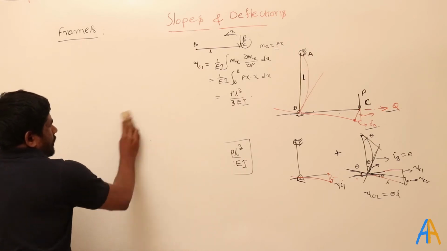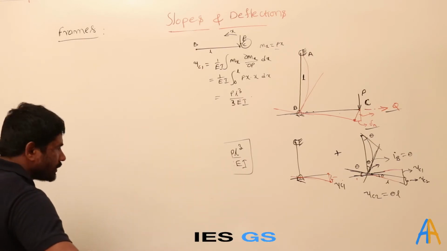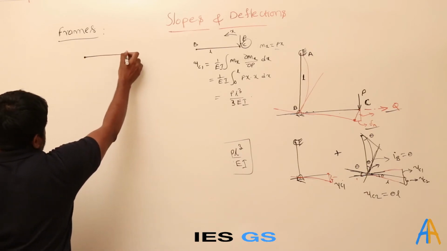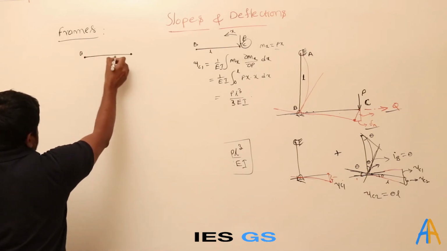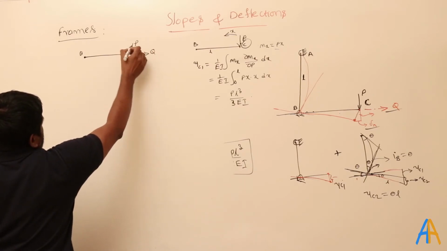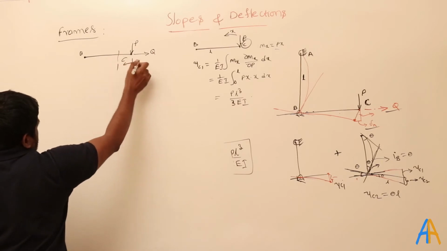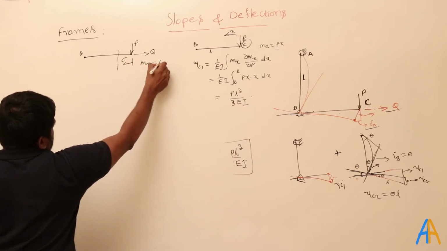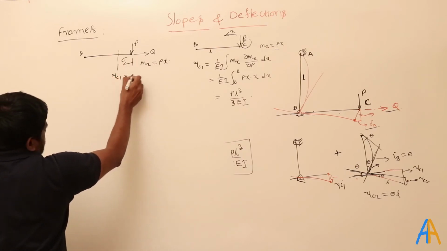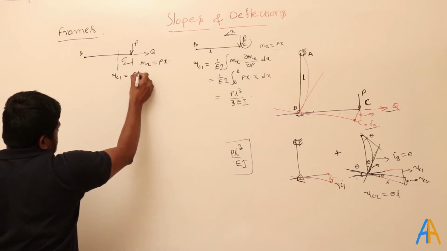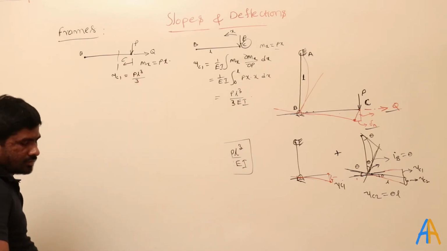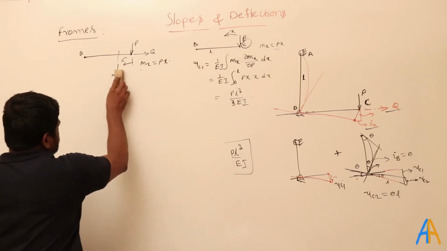So how to draw this? For example, if I take the BC, this is the B and this is the C. So there is a force P here and then a force Q here. If I take any distance x here, what is the mx? Mx is only p into x. It depends only on the p into x. So here yc1 from this, how much will we get? pl cube divided by 3. Sorry, here this is only p into x.